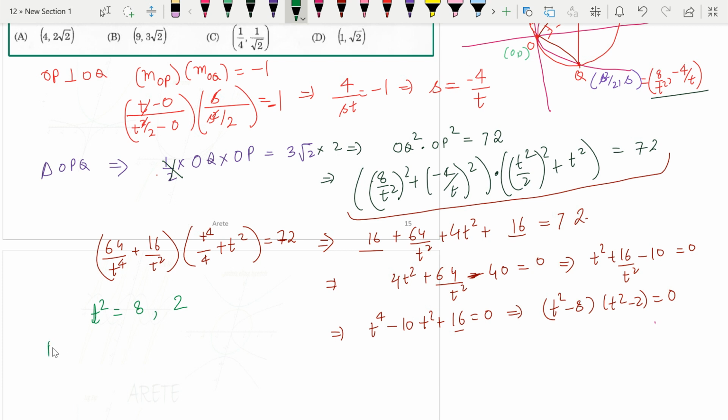Now what was my point P? We said (t squared by 2, t), right? Now if you use 8, what do you get? 8 upon 2, that's 4, and root of 8, that's 2 root 2. That could be my point P. If you use 2, then t squared by 2 would be just 1, and the square root of 2 would be root 2. So these two are possible points, and I can see here that (4, 2 root 2) is here, and (1, root 2) is here. So you get two correct options. Nice question again. See you with another one.